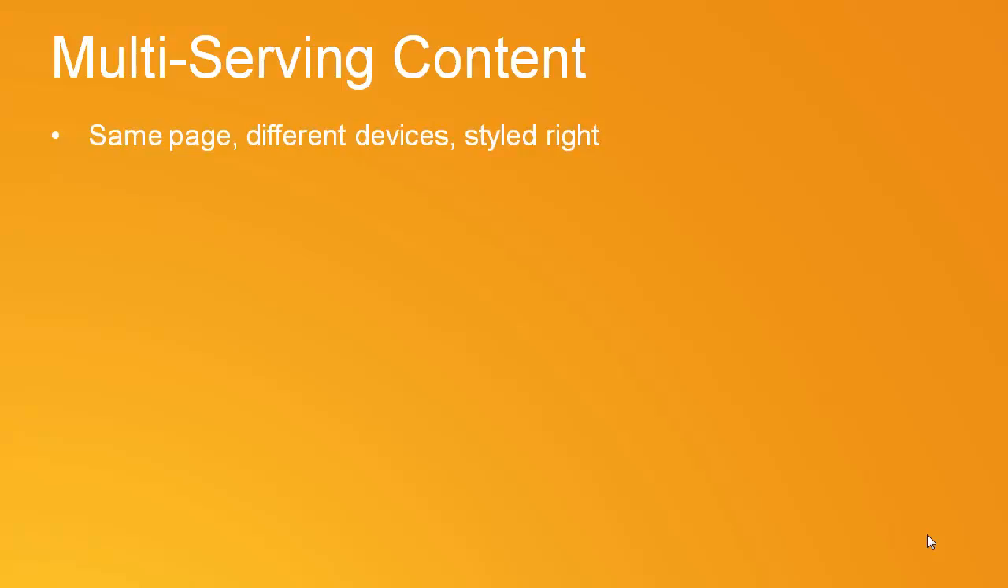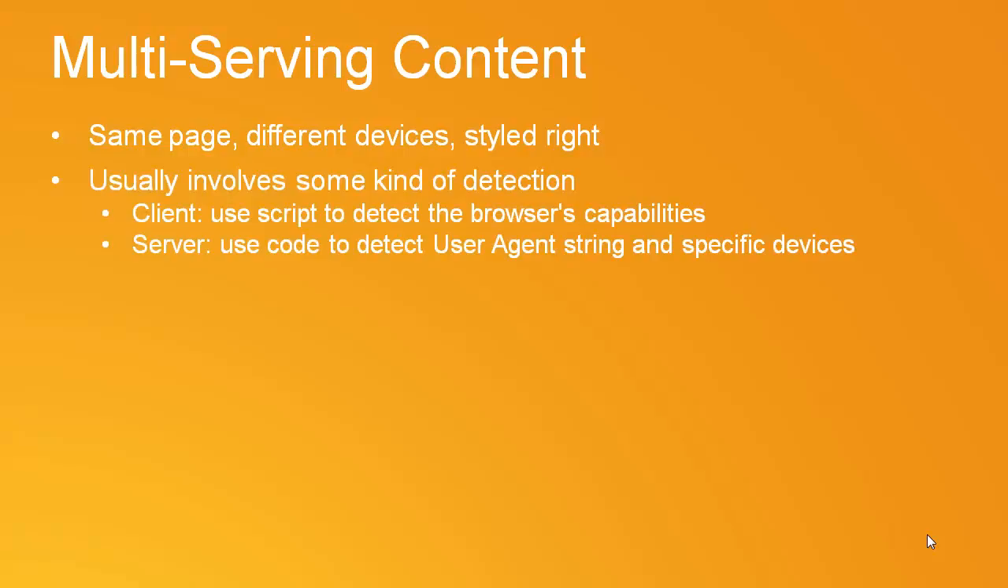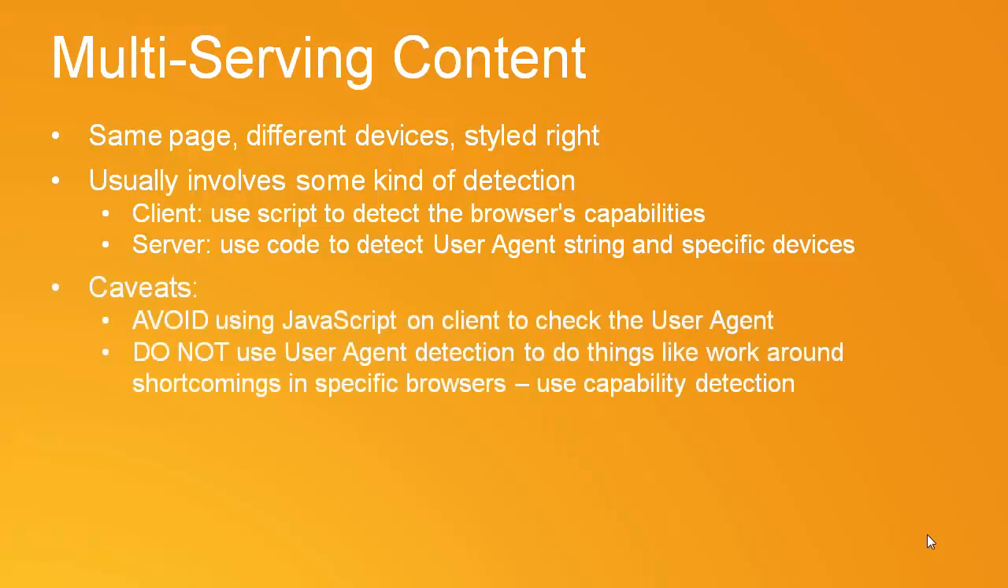With multi-serving content, you want pretty much the same page, different devices, styled differently, right? It usually involves some kind of detection, so you want to do it on the server, but you can also do it on the client. Use a script to detect the browser capabilities, or on the server use code to detect the user agent, so that you can more preemptively and proactively send the client the assets and the elements that are needed for the best experience. There are some caveats. Try to avoid using JavaScript on the client to check for the user agent. Try to do it on the server, because doing it on the client takes more time, as it takes the browser to render all of that and to download. So you want to make it as quick as possible, and often it's better on the server.